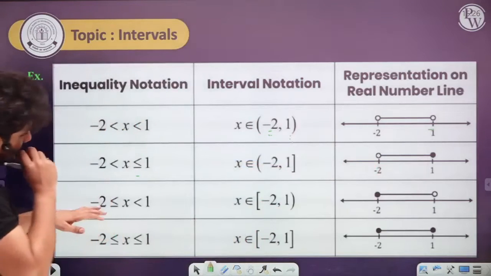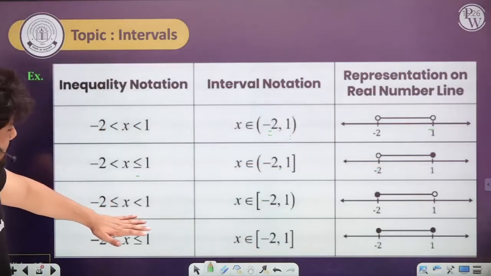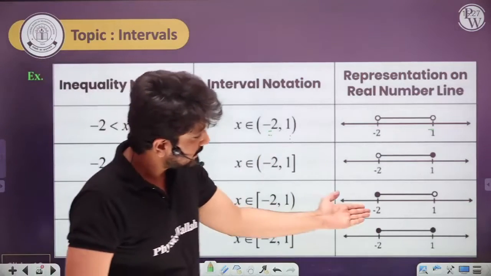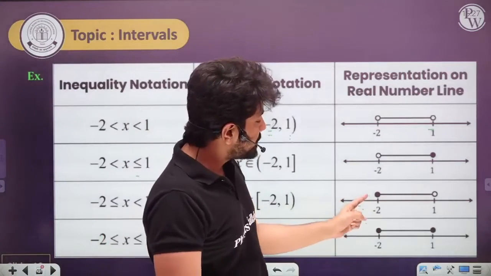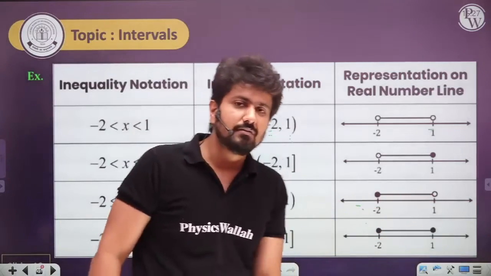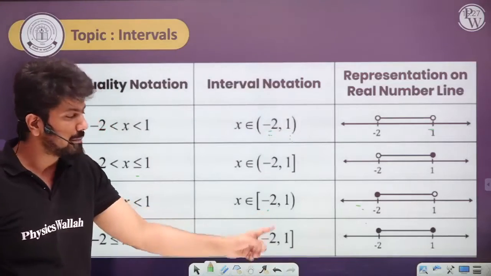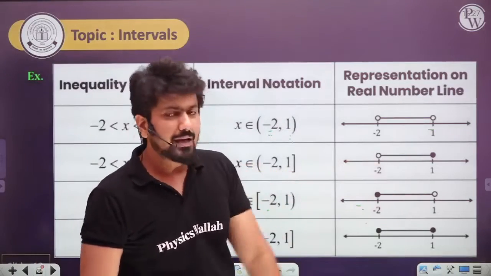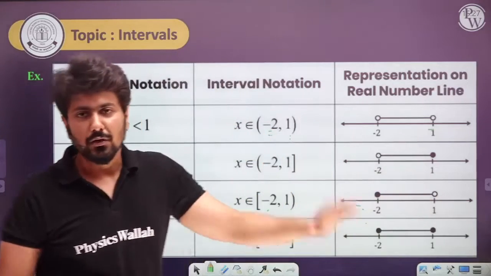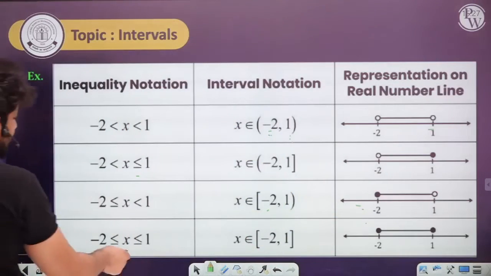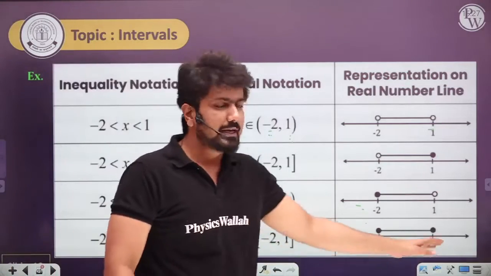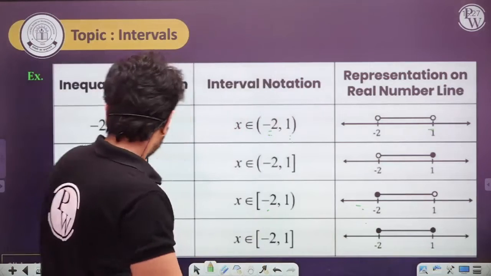Very easy. X greater than or equal to minus 2, less than 1. So there's a close bracket with minus 2 and open bracket with 1. You can see it on the number line as well. There's a filled circle and there's a hollow circle. Filled circle with minus 2, hollow circle with 1. We are including minus 2, so there will be a filled circle. If we are not including 1, there is a hollow circle on it. X greater than or equal to minus 2, less than or equal to 1, there is a close bracket at both the ends. Simple.